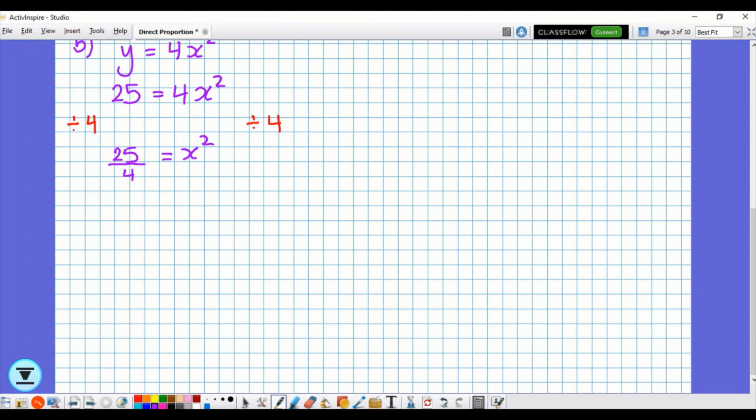Now, if this was a non-calculator paper, I'm going to leave it in this format here as a fraction. I'm not going to change it into a decimal because I still need to find x, and we have x squared at the moment. So I know that I need to square root both sides in order to find the value of x. And if we look at the numbers that we have here, 25 is a square number, so that's easy to square root, and 4 is a square number, and that's easy to square root as well. So square rooting both sides, square root of 25 is 5, square root of 4 is 2, and then the square root of x squared is x. So I know that x is equal to 5 over 2.